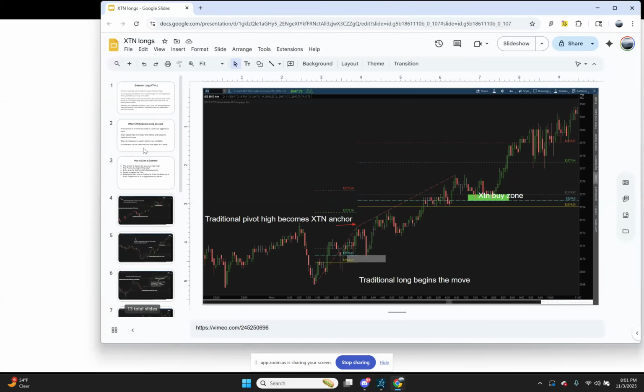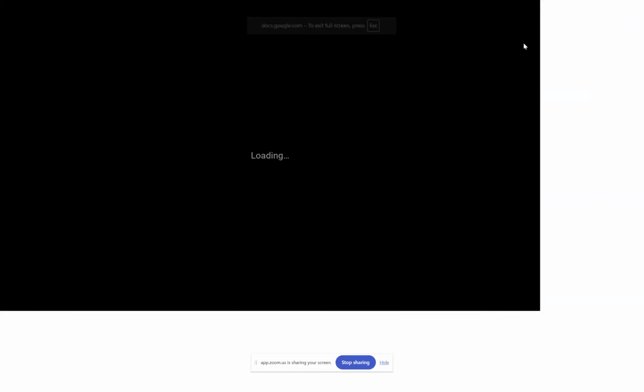to learn about extension. Actually, this is the wrong slideshow. Here's this slideshow. Got a couple for you.